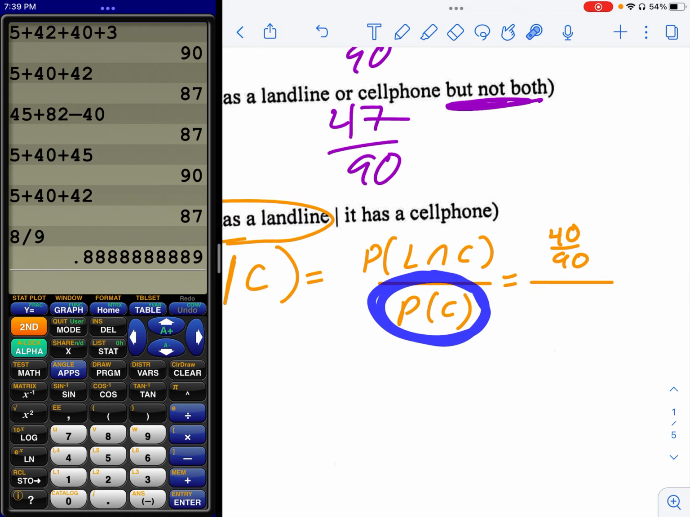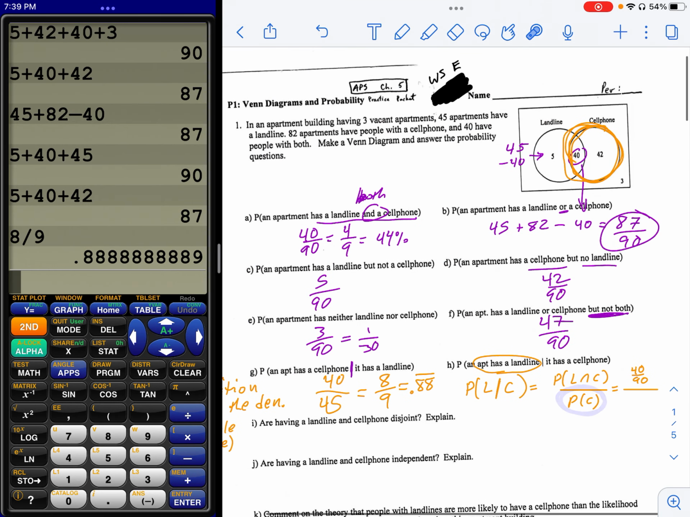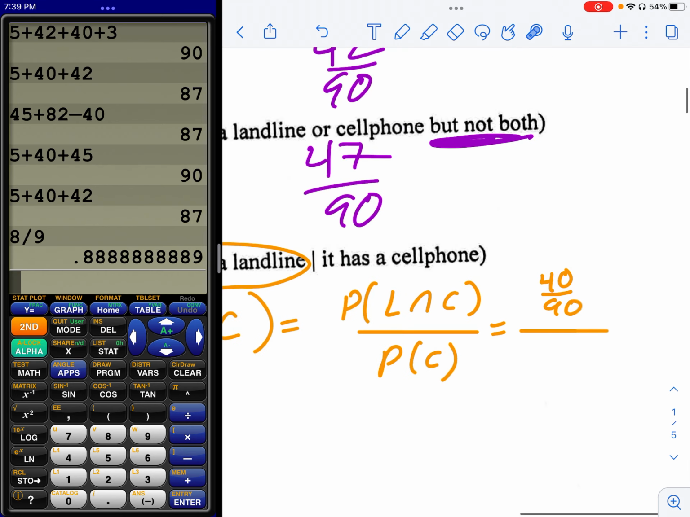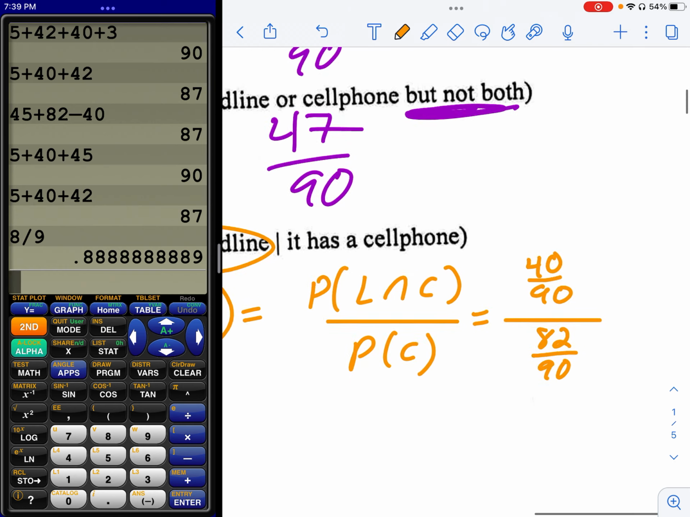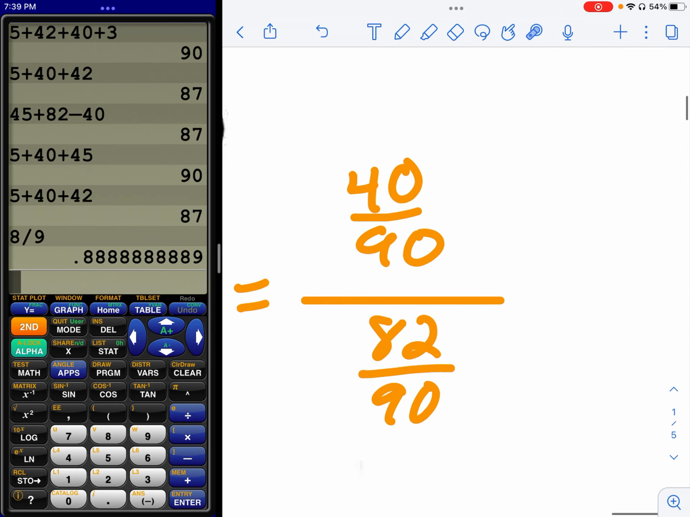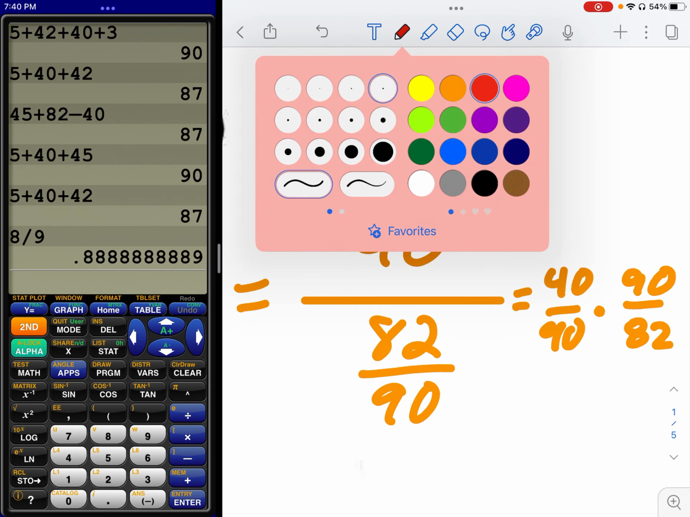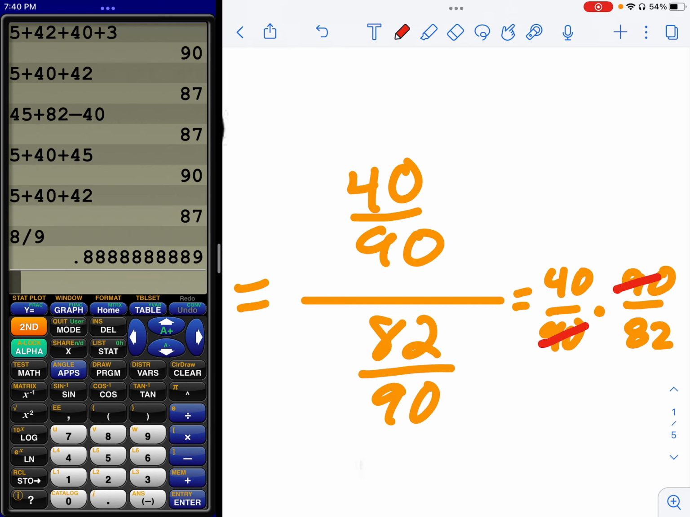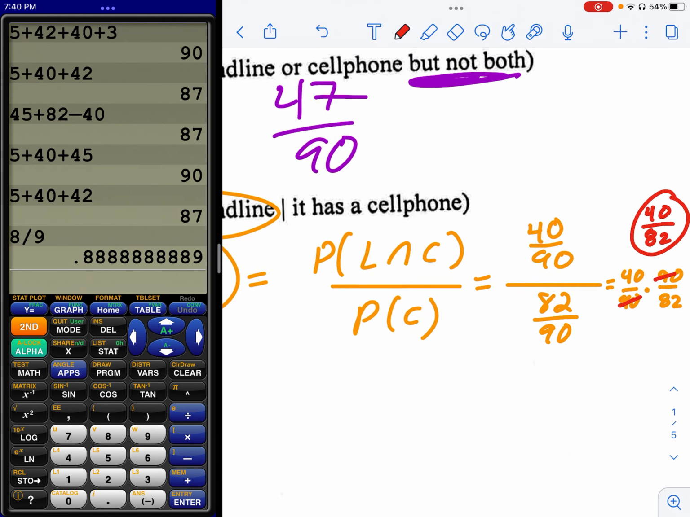over the probability that just a random apartment has a cell phone. A random apartment having a cell phone is this, which is 82 out of 90. If you remember your rules of a fraction divided by a fraction, you keep the first fraction and you multiply by the reciprocal of the bottom fraction. And doing so, the 90s cancel, and look, you're left with what we thought we had earlier, 40 out of 82.